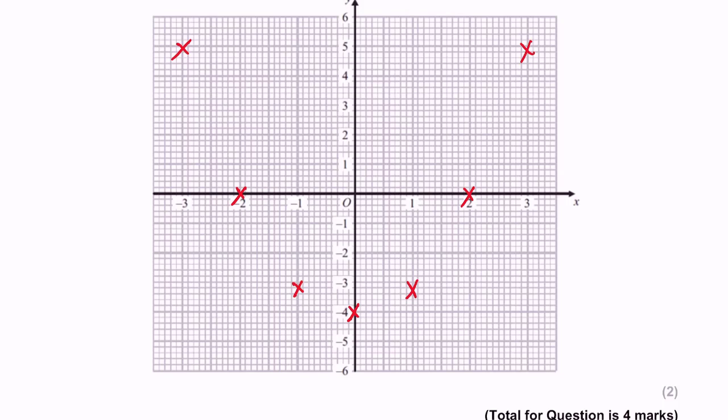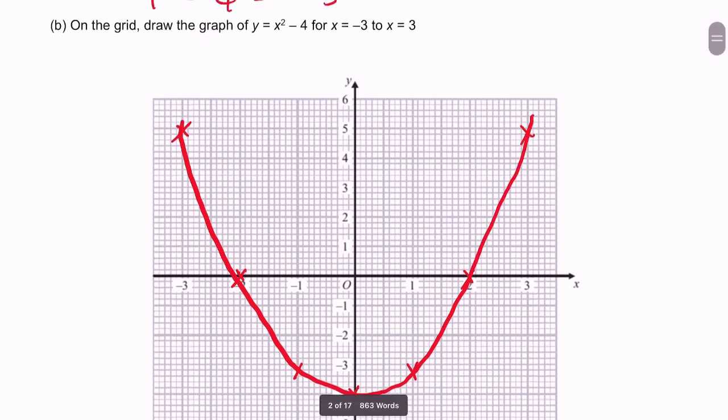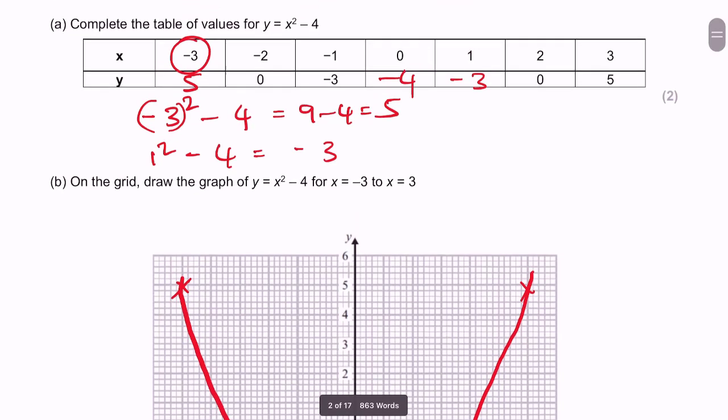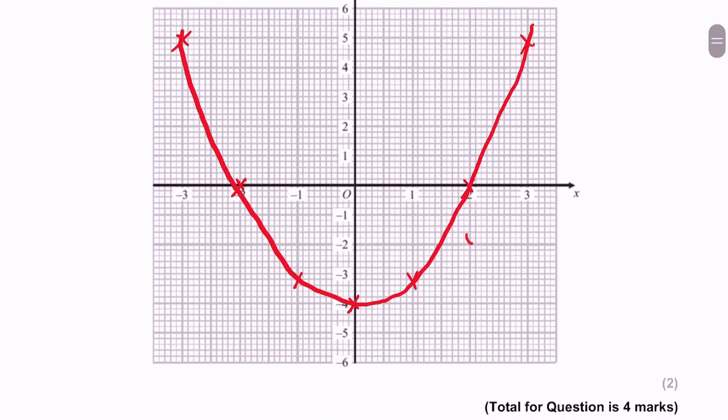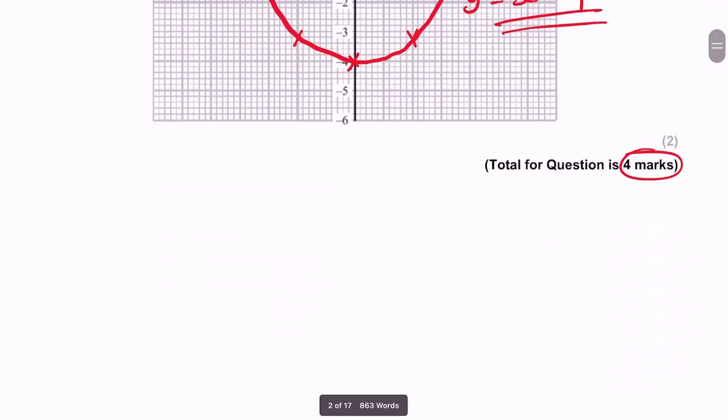Because it's a quadratic graph, you're going to join up the coordinates freehand, so try to make it a smooth curve. Make sure you go past all the points, and that's the graph plotted, which is y equals x squared minus 4. So that's our graph, y equals x squared minus 4. And this is worth 4 marks: 2 marks for the table and 2 marks for the graph.